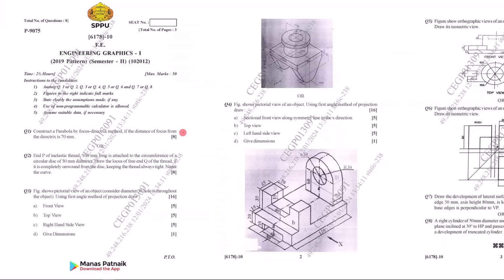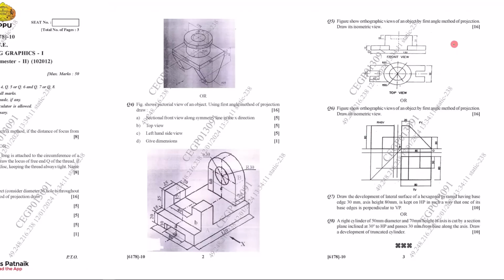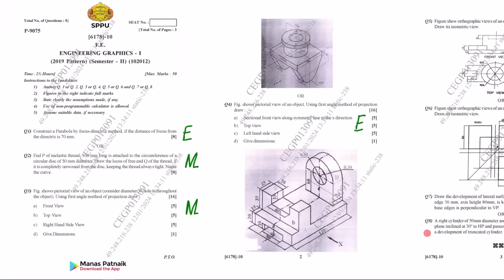Let me rate all the problems on the basis of their level of difficulty. Question number 1, easy category. This is medium category, easy category. No, this is not easy category. I will put this in the medium category. This is easy for sectional orthographic. This is hard. This is medium. This is easy. This also is easy. As you can see, most of the problems are easy, right? And that's why the entire question paper falls in the easy category.